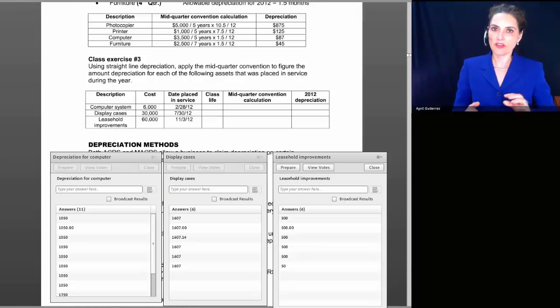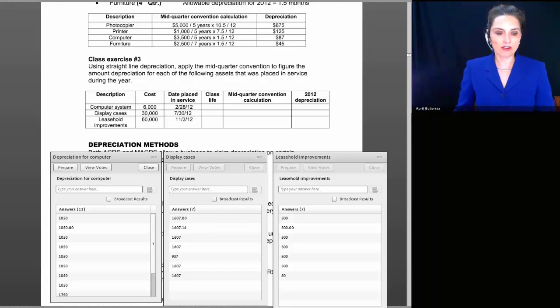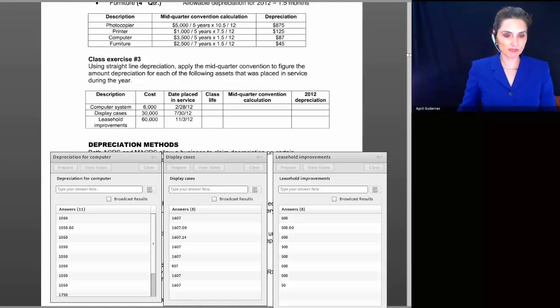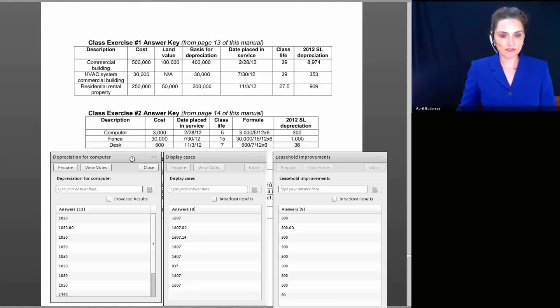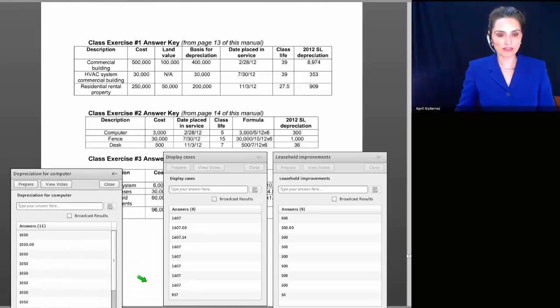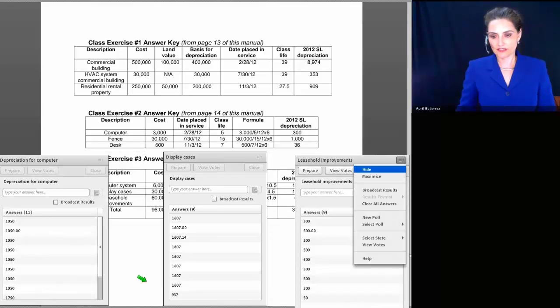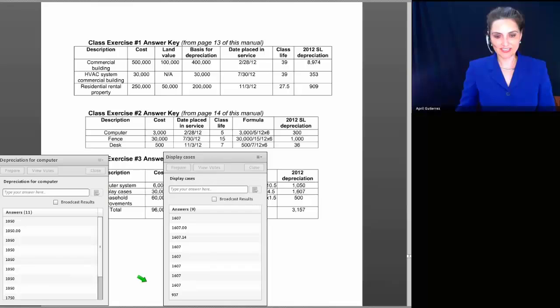All right, so we've gone through the half-year, the mid-quarter, and the mid-month convention, and all of the calculations for these particular class exercises are included in the manual at the very back. It is on page, not the very last page, but page 70 of the manual. I'm just going to take you there real quick. On page 70 of the manual, if you want to have a way of remembering how I did my formulas, you'll see that the answer key is shown here. And I'll uncover it.